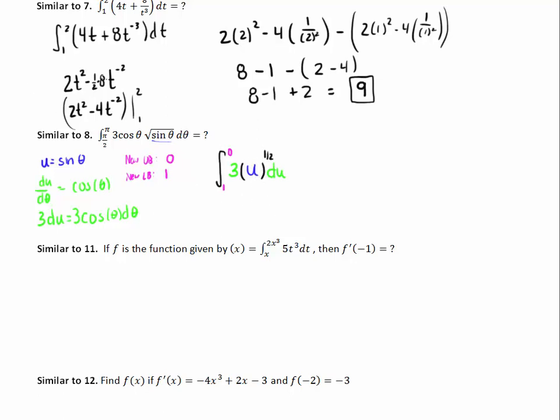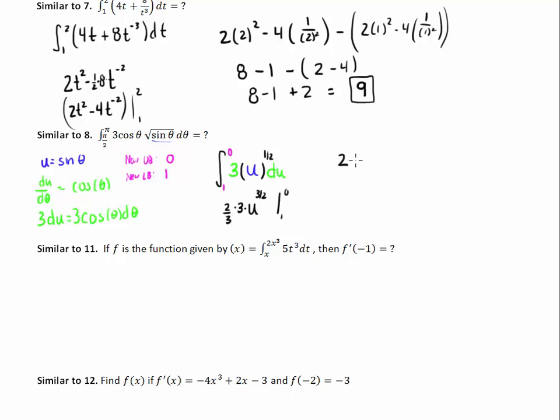And now I can just take the antiderivative of this. The antiderivative of 3u to the 1/2 power is going to be u to the 3/2 power. I already have a 3 out in front. Now I need to multiply by the reciprocal of that, which is 2/3. And we're going to evaluate that from 1 to 0. So this simplifies to be 2, so that's nice.